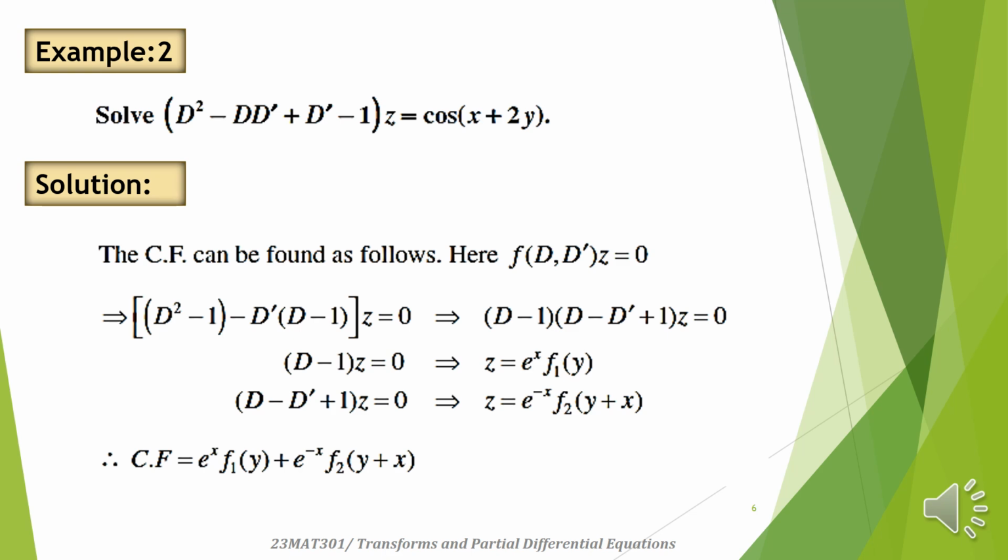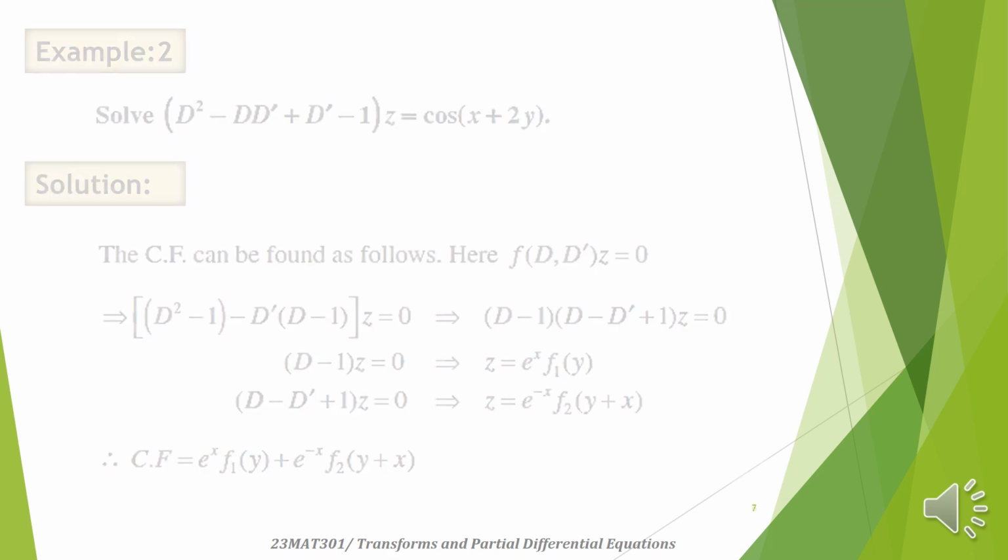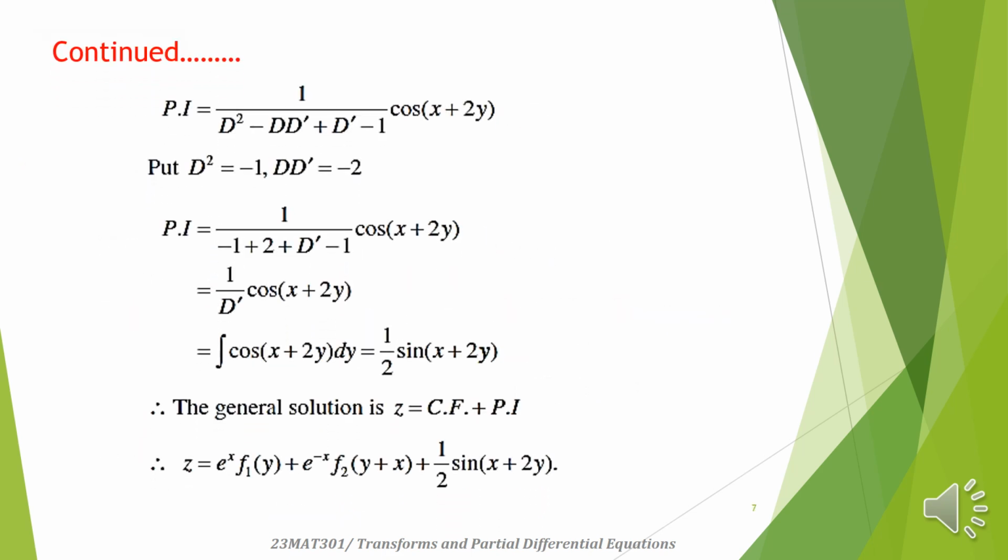Next, cos of x plus 2y. If it is a cos or sin term, what you have to do is, for D square, D dash, and D double dash, substitute the values and I will get the final answer.